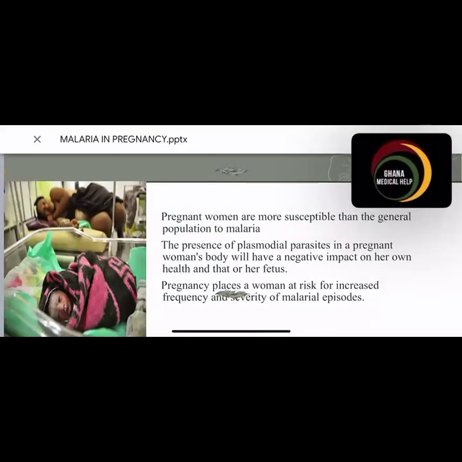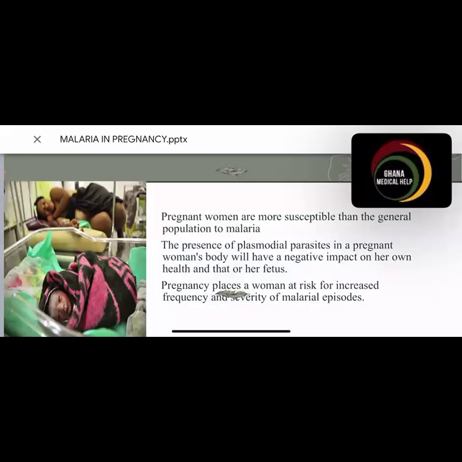By way of introduction, pregnant women are more susceptible than the general population to malaria, first of all because they are females, and females attract more mosquitoes than men because of their pheromones. And it's a double whammy when they become pregnant because they are a little more immunocompromised than the non-pregnant person walking around. So they are more prone to malaria infection. Also, the presence of plasmodial parasites in a pregnant woman's body has a negative impact on both the woman and the child.